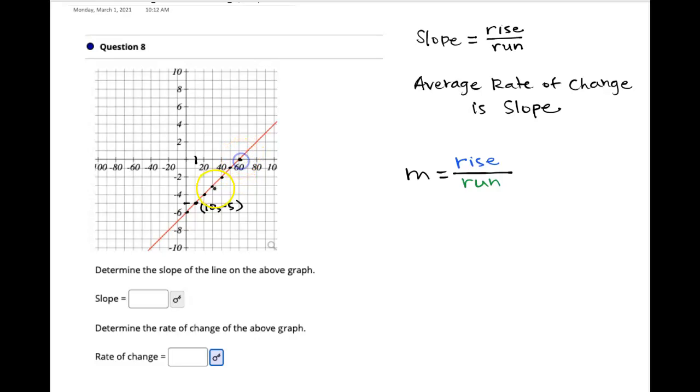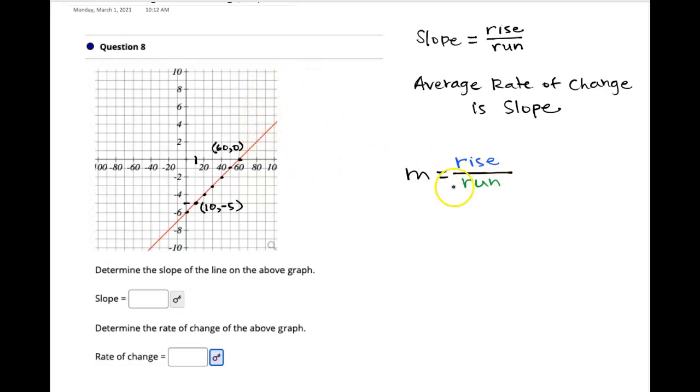It doesn't matter which one we pick. So I can say this one here is 60, 0, so you're going over 60, up 0. Those are just two points on the line, but of course there are a lot of different ones I could see there.